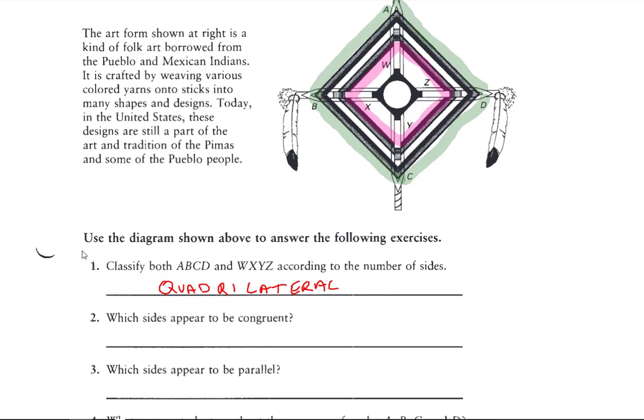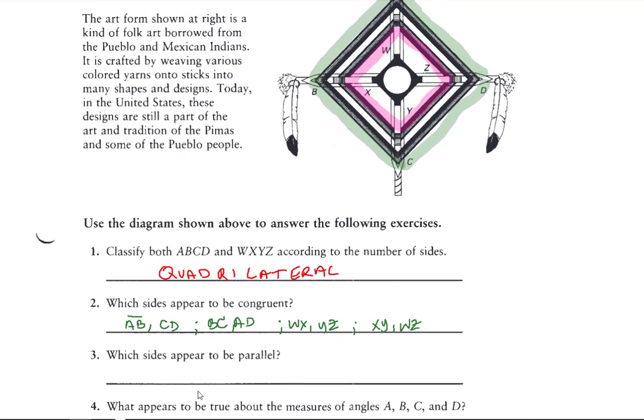Which sides appear to be congruent? Well, it sort of looks like all the sides are congruent, but we know for sure that the opposite sides are congruent. So AB and DC are congruent, BC and AD are congruent, WX and ZY, and XY and WZ are all going to be congruent sides. It could actually be, if those are squares, that they're all congruent.